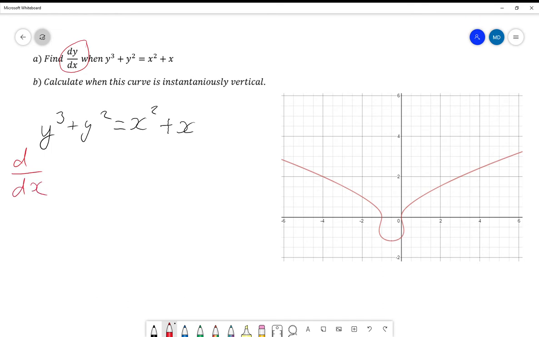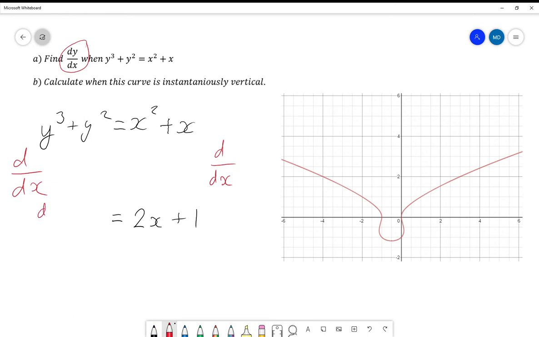So I apply d by dx on both sides and see what we get. On the right hand side, pretty easy. This is all just in terms of x. If I differentiate it with respect to x, I'm just going to get 2x plus 1. Brilliant. On the left hand side though, things are a bit more complicated.